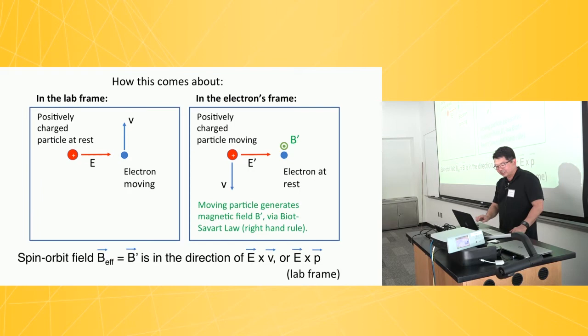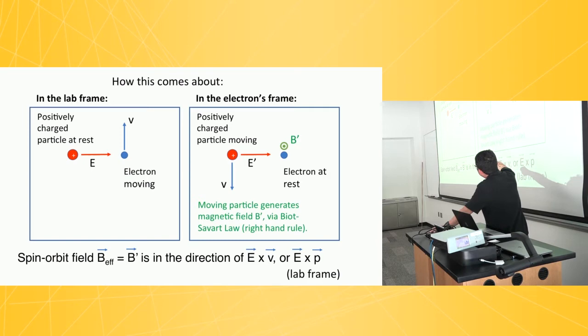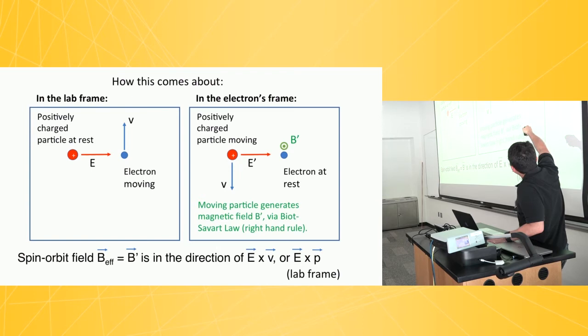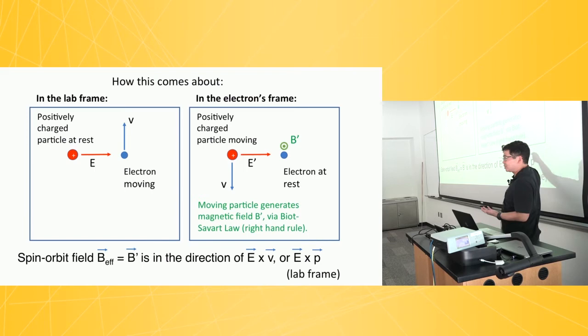Imagine if you had some electric field pointing in such a direction and then an electron is moving. So this is in the lab frame, like a positively charged particle at rest, like the nucleus, and an electron moving around it, and there's an electric field. But you can also go into the electron's frame, okay? In the electron's frame, it looks like the electron's at rest and the nucleus, the charged particle, is moving towards you. And so this is a moving charged particle which creates a magnetic field, right? And you do this right-hand rule business.